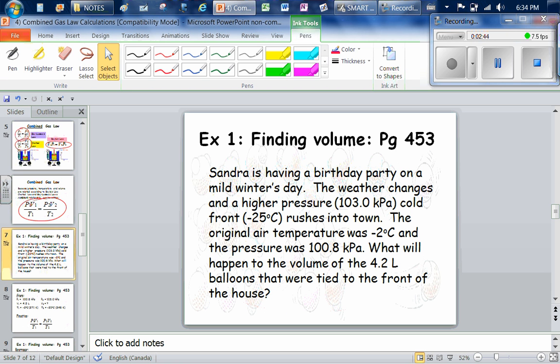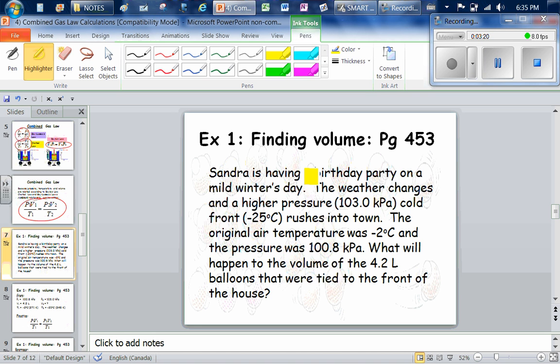So let's just look at this example. The thing that I want you to make sure that you do is when you're doing these, you have to write down your givens, what you already know, and then what you're looking for. So for this one, Sarah's having a birthday party on a mild winter's day. The weather changes and a higher pressure, 103, cold front, minus 25 degrees, rushes into town. The original air temperature was minus 2 degrees, and the pressure was 100.8 kilopascals. What will happen to the volume of the 4.2 liter balloons that were tied to the front of the house?